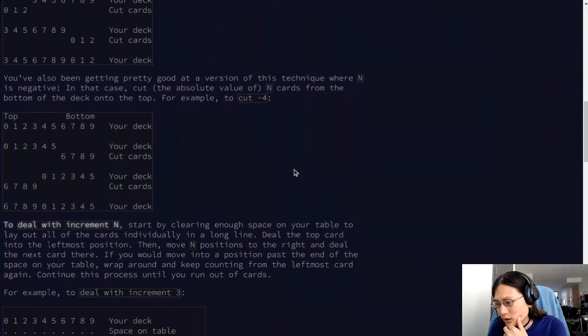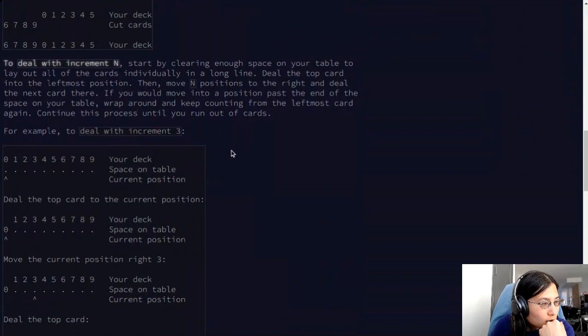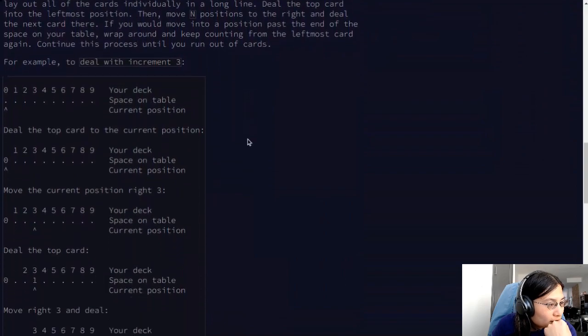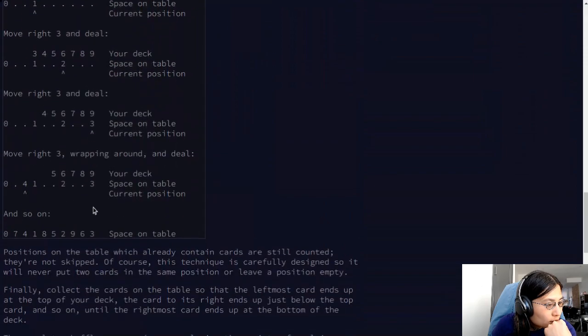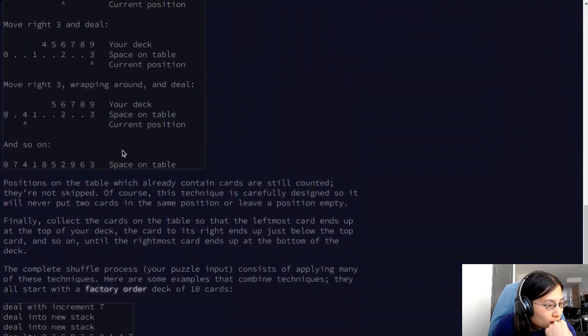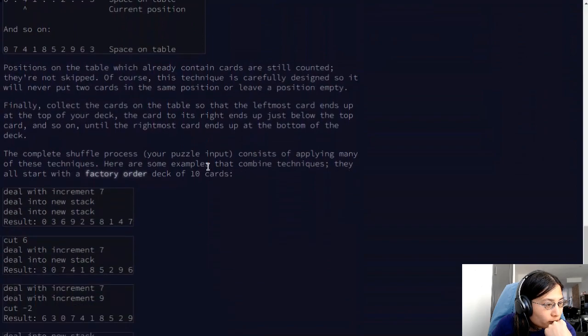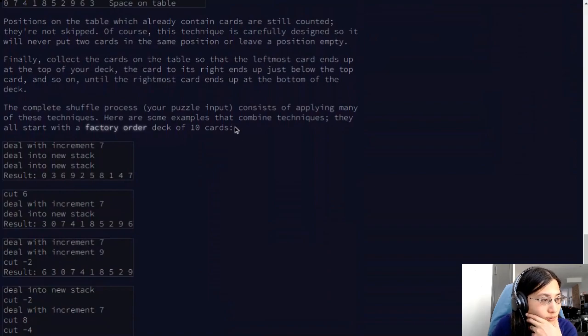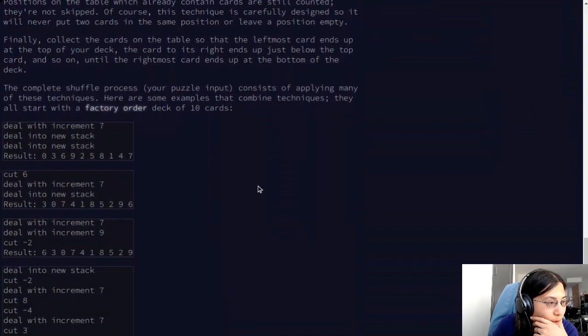All right. And so we wrap around. Deal 0, 1, 2, 3. Okay. Etc. Etc. We'll never put cards in the same position or leave a position empty. Okay. Finally collect the cards so the left card winds up on top. Yep, okay.